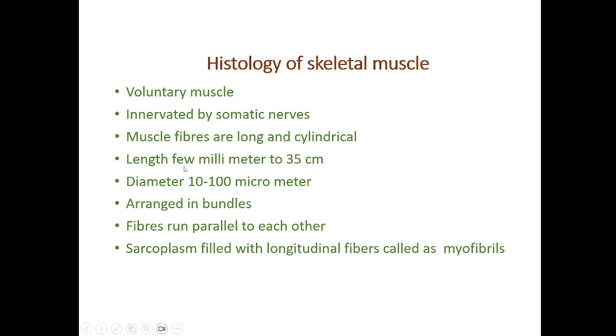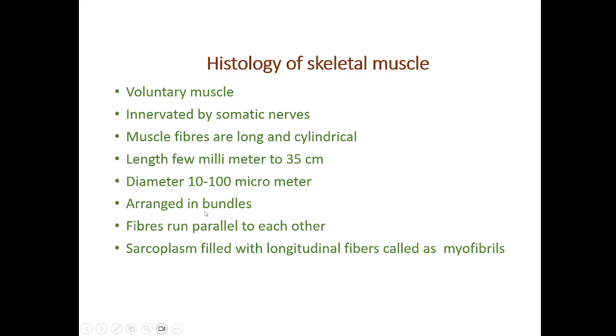Their length will vary depending on their location and their function. Some are hardly a few millimeters long, and some go up to approximately 35 centimeters, like the muscle of the lower extremity, in the anterior compartment of the thigh, called sartorius. It is approximately 35 centimeters long, and the diameter will vary from 10 to 100 micrometers.